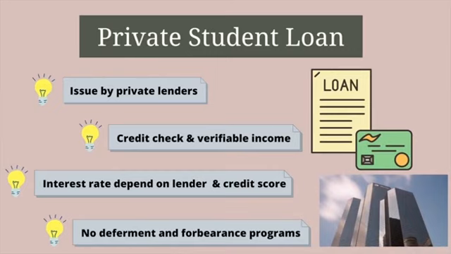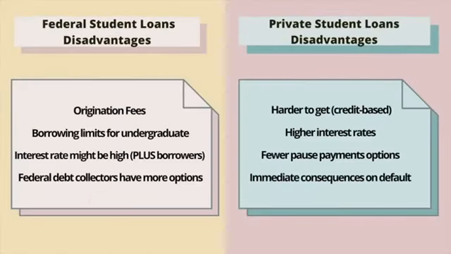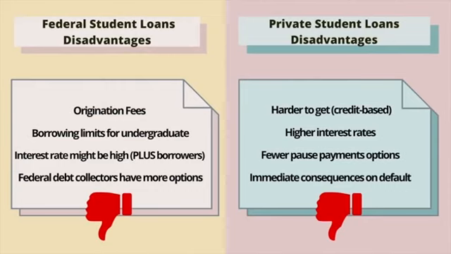These loans are issued by private lenders and they require credit check and verifiable income. Interest rate varies by lenders and applicants' credit scores. There is usually no deferment and forbearance programs, meaning if the student or family experience any financial difficulty, they cannot defer their repayment. Next, let's talk about some disadvantages of federal and private student loans.